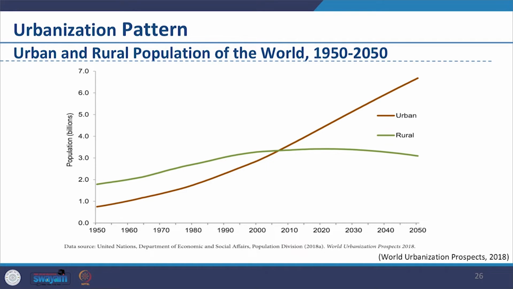In 1950, more than two-thirds, that is 70% of people worldwide lived in rural settlements. In 2007, it was observed that for the first time in history, the global urban population crossed the global rural population. Since then, the number of people in the cities has continued to grow faster than the people in the villages.